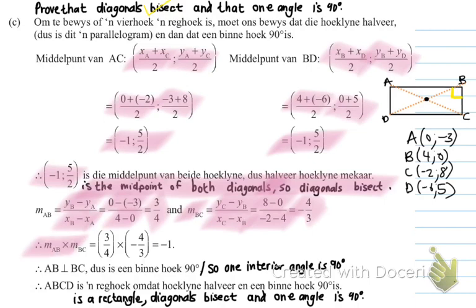Now I multiply the gradients. 3 over 4 times negative 4 over 3 gives me negative 1. Yes, that is what I want. So AB is perpendicular to BC because the answer is negative 1. So one interior angle is 90 degrees, which means I've got this second point checked. Now I'm going to make a conclusion. ABCD is a rectangle because the diagonals bisect and one angle is 90 degrees.